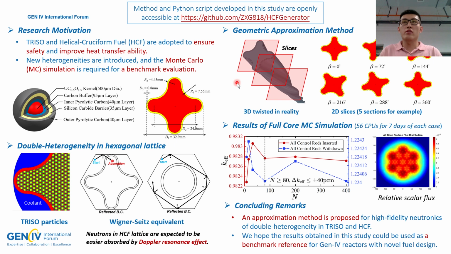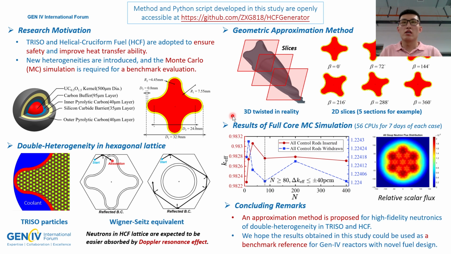Since the HCF is a 3D twisted shape in reality, it is difficult to be directly modeled in the Monte Carlo method. Here we propose a geometric approximation method. We divide the 3D twisted HCF into several 2D slices, and each slice is rotated by a certain angle based on the previous one. This operation is carried out by a Python script developed in this study, and we have open sourced this script at this repository.